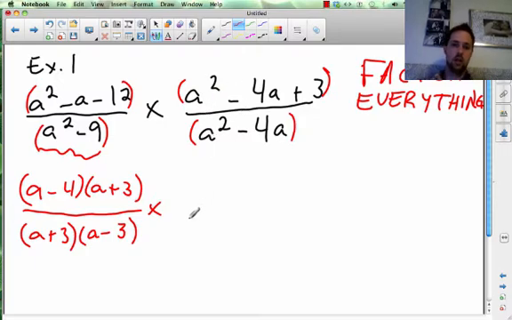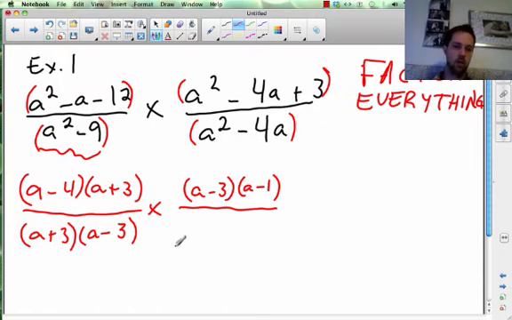This numerator, again, use your sum and product. Two numbers that multiply to give you positive 3 but add up to negative 4. So that will be a minus 3 and a minus 1. And then your denominator, all you can do is take out a common factor of a, and you're left with a minus 4. Now it doesn't look a whole lot simpler, but if we look closer we'll find out there's some simplifications we can make.